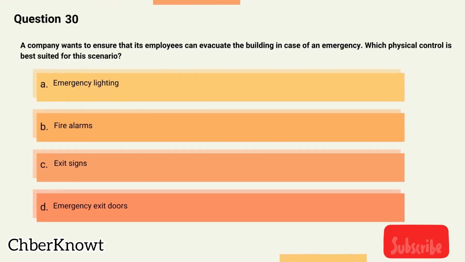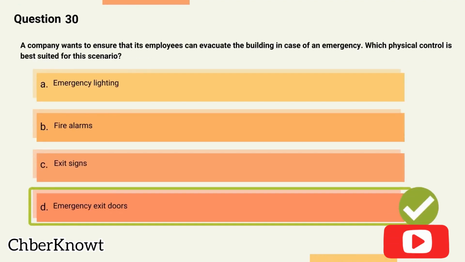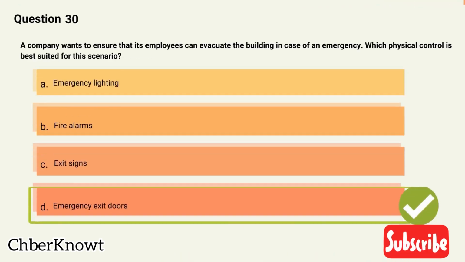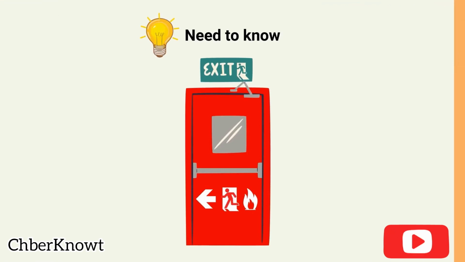Question 30. A company wants to ensure that its employees can evacuate the building in case of an emergency. Which physical control is best suited for this scenario? Option A. Emergency lighting. Option B. Fire alarms. Option C. Exit signs. Option D. Emergency exit doors. The correct answer is Option D. Emergency exit doors. Explanation. Emergency exit doors are best suited for ensuring that employees can evacuate the building in case of an emergency. They provide a safe and quick exit route and are designed to open easily in case of an emergency.